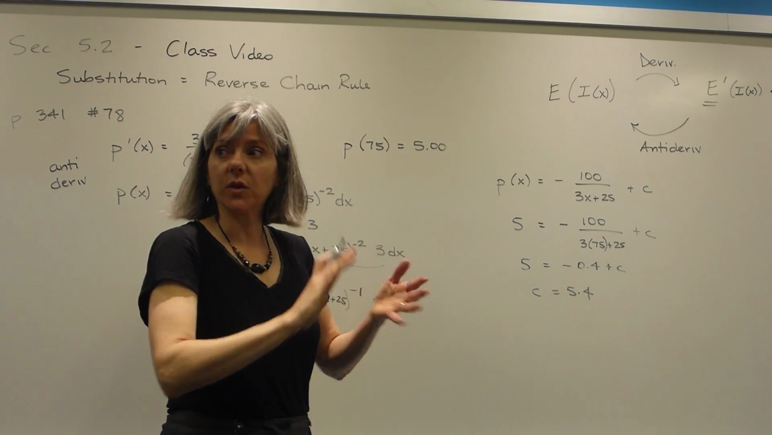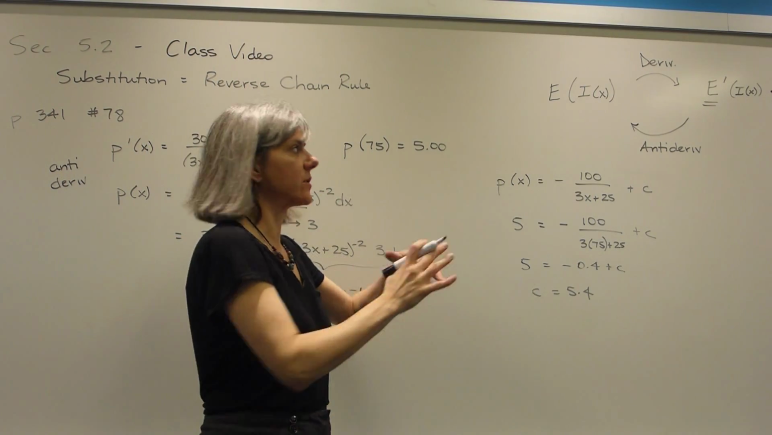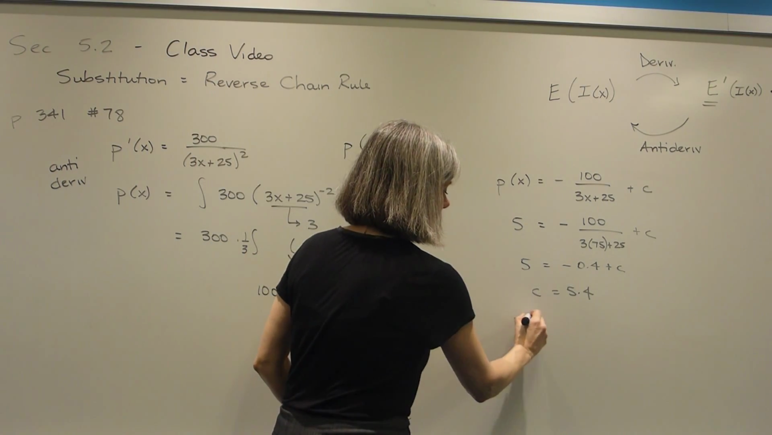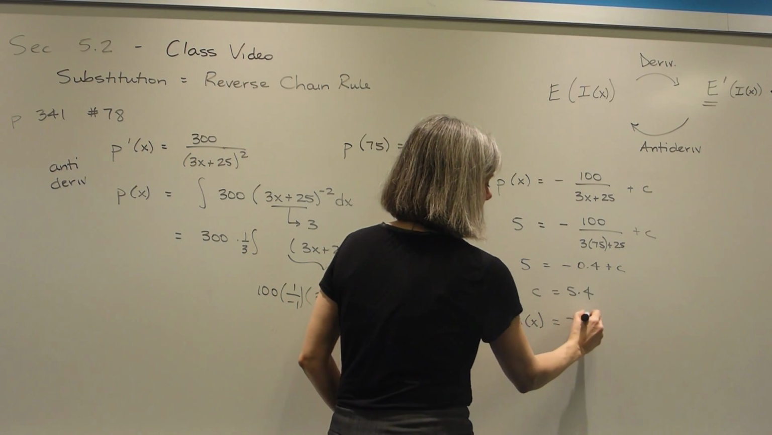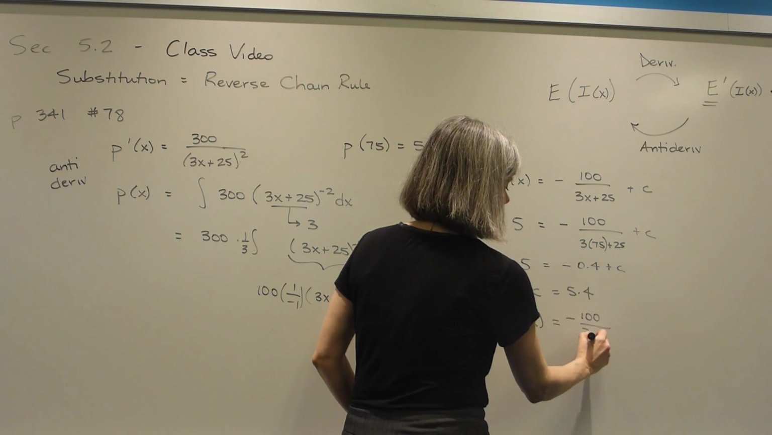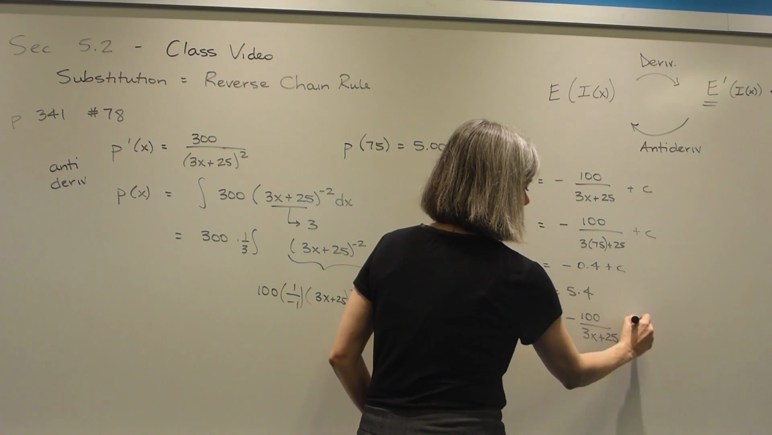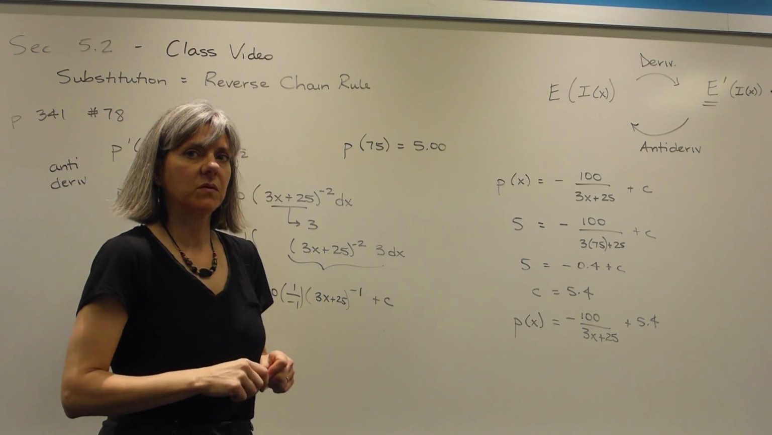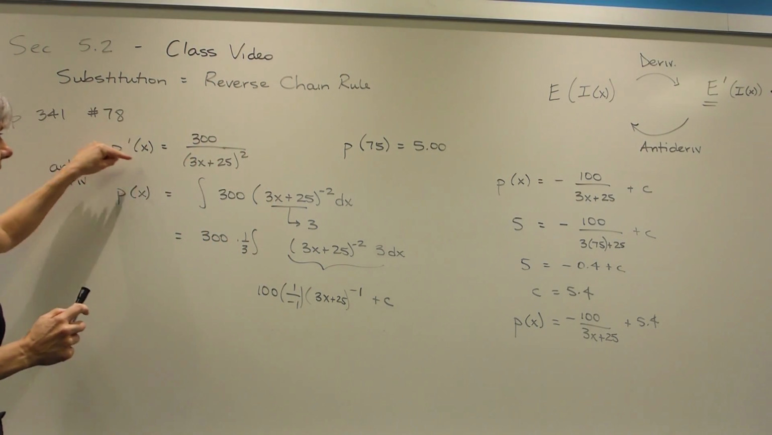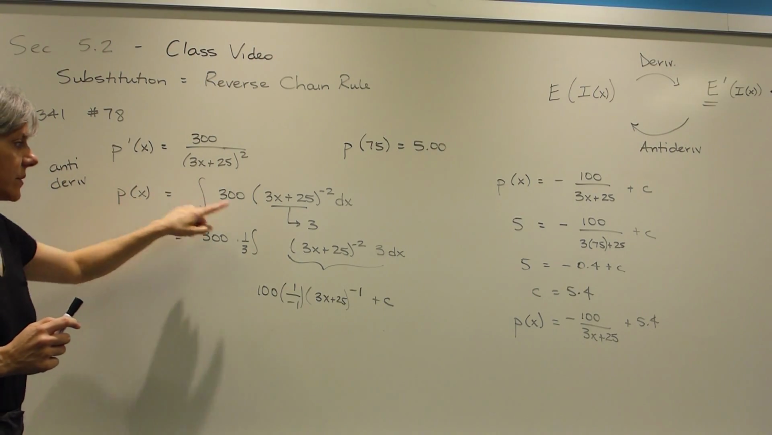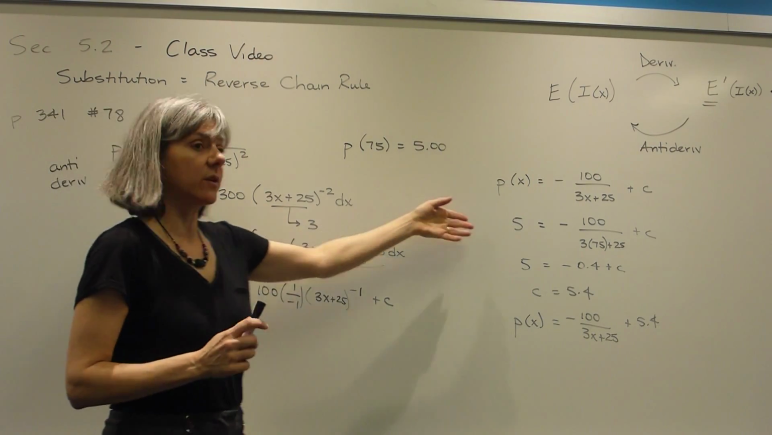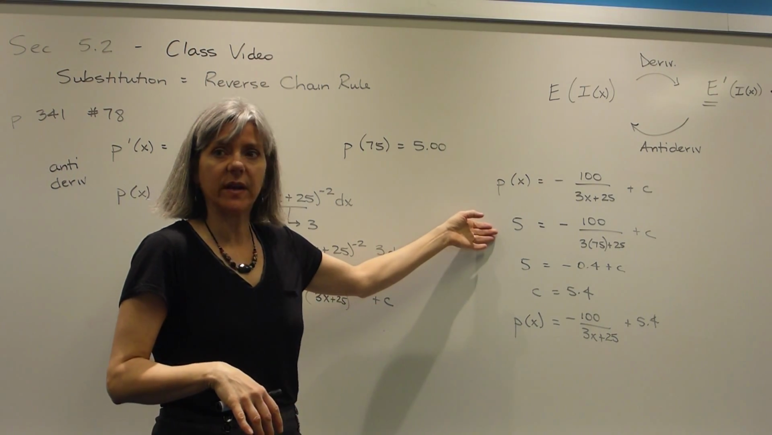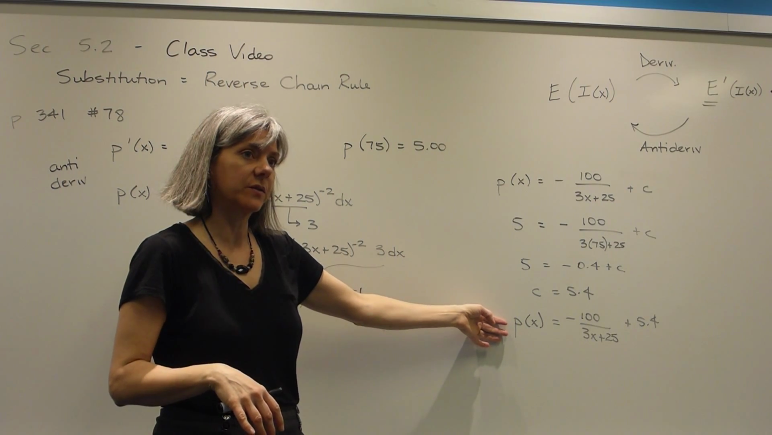So is this my final answer? No, the final answer is what is the price demand equation? So it's up here, plug in the C. So my final answer is going to be P of X equals negative 100 divided by 3X plus 25 plus 5.4. That's my final price demand equation. It's just an antiderivative. Mess around with the constants. Plug it just like you've done a couple you did for the homework for those due today. Same thing. You have extra information, you can find C, and then you have your final answer.